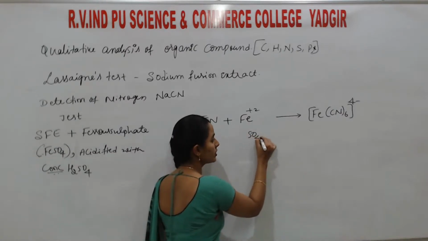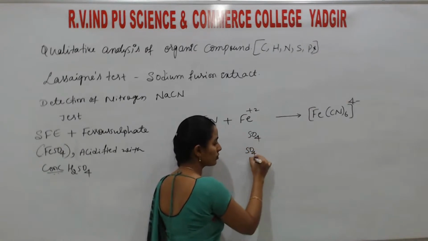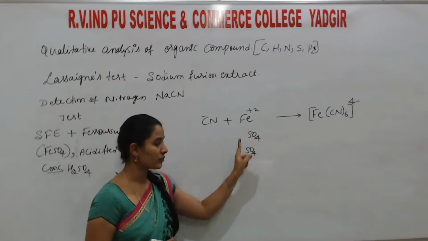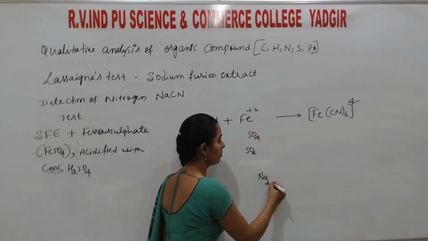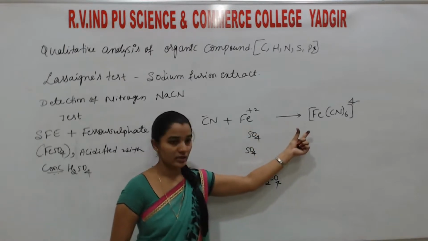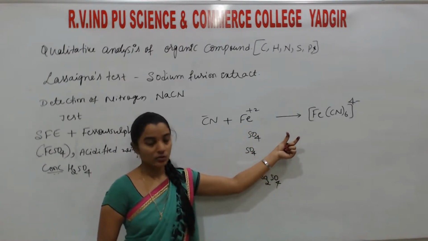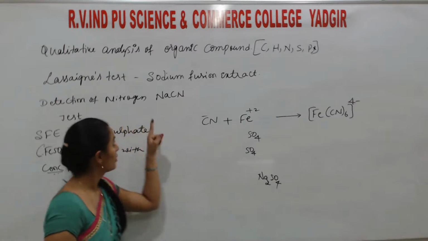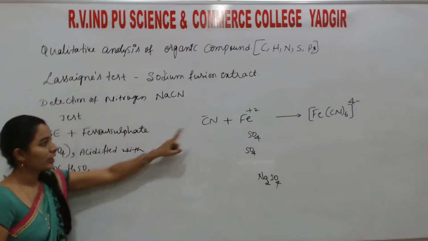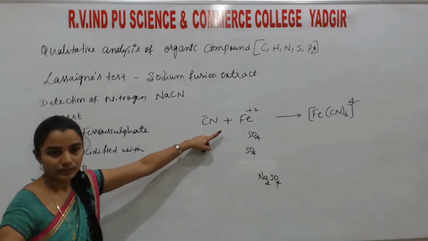Here SO4 is there, and in H2SO4 also SO4 is there. So the sodium combines with the SO4 and forms Na2SO4. Alone in this reaction we cannot balance them, so that's why I'll take only ions: from NaCN, CN minus, and from FeSO4, Fe plus 2 ions.